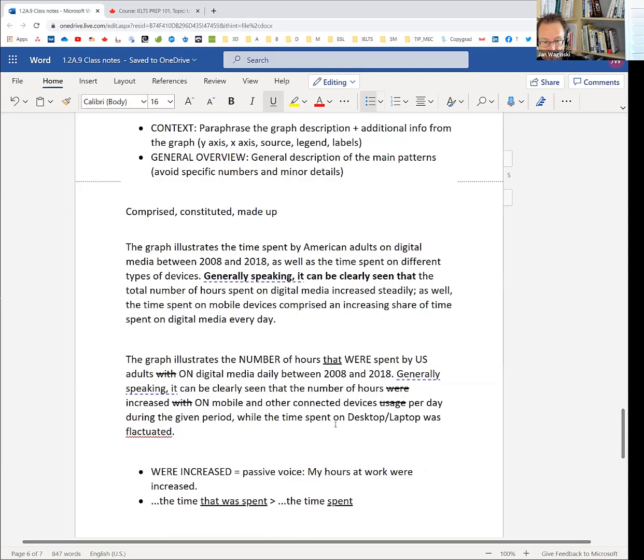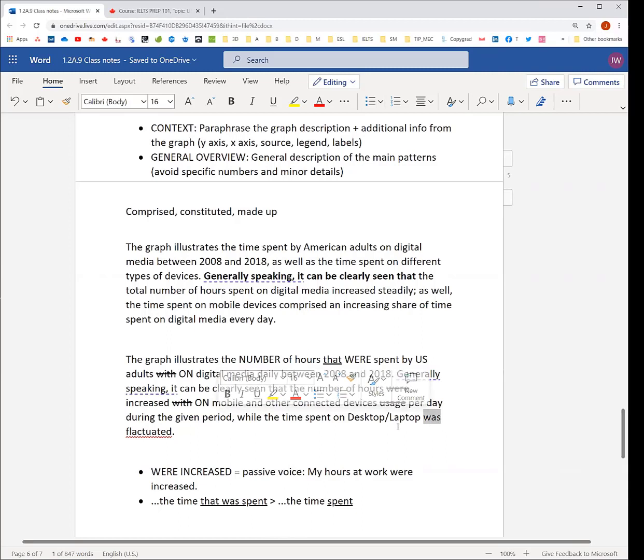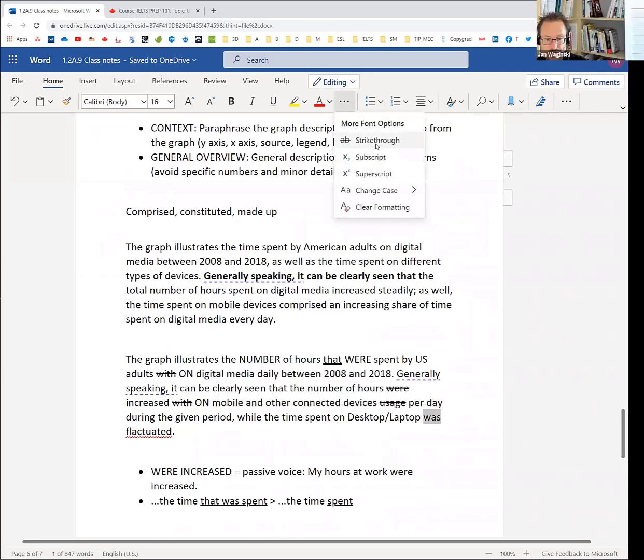While the time spent on desktop laptop was fluctuated. Again, same issue, right? No need for was, because it's not passive. It's just the same as changed.